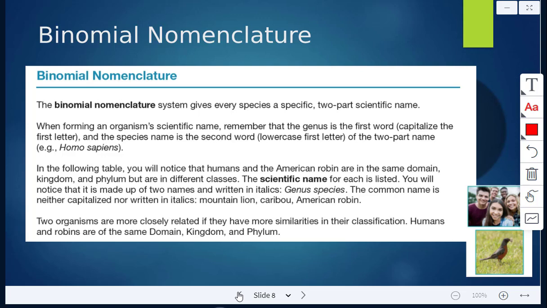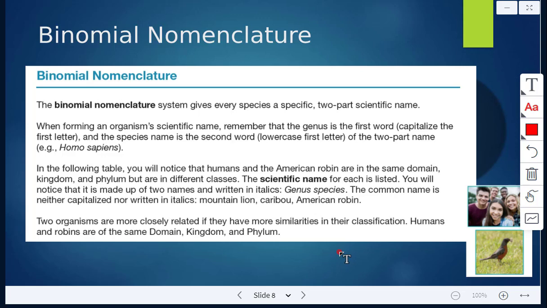All right, so again, it's just specifying that the scientific name is made up of two names. It is written in italics, so genus is capitalized, and then species is all lowercase. The common name is neither capitalized nor written in italics. So for example, mountain lion, that's a common name. Caribou is a common name. American robin, that's a common name.